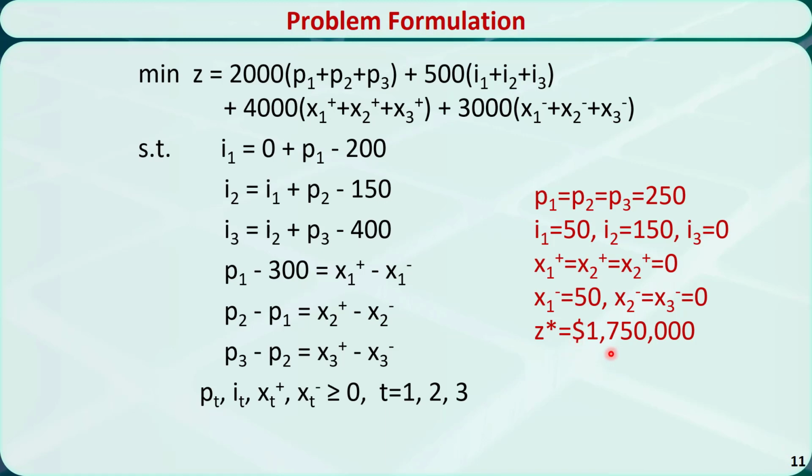Okay, that's how to deal with unrestricted-in-sign variables in the Simplex method and their application in the smoothing scheduling problem.